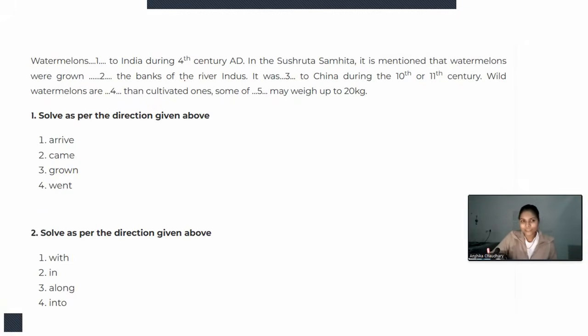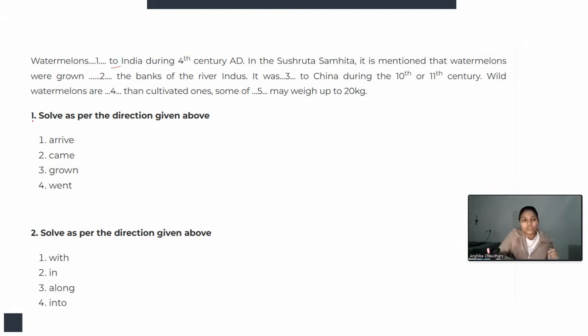All right. So our first sentence is: watermelons were brought to India during the 4th century AD. Here, 'to' is a preposition which, in most cases, we use when we have to tell the connection of something with something, when something is introduced to something or some place. These are some specific times we use the preposition 'to'. So here we have to say that watermelons were introduced to India in the 4th century AD. This is the basic concept of this.